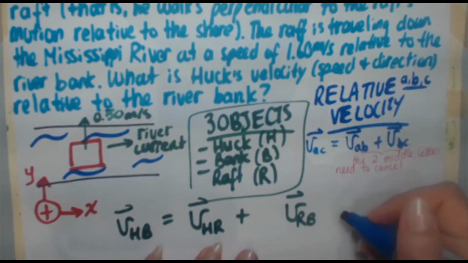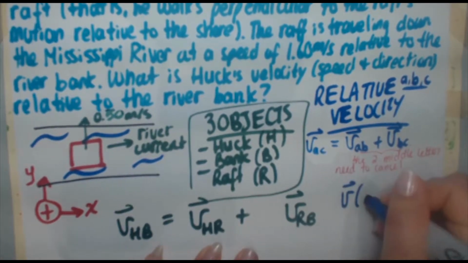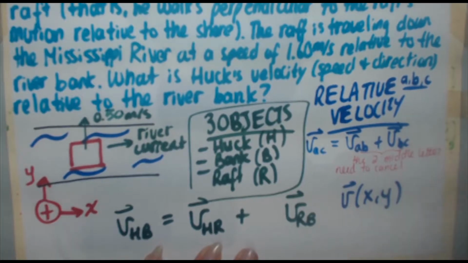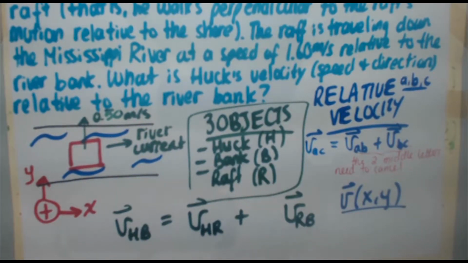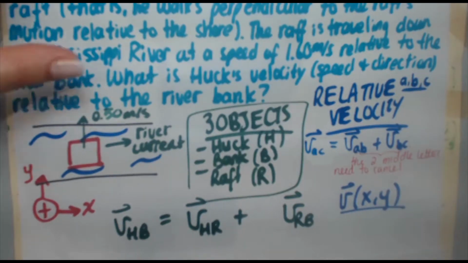In this problem, velocity vectors are given in terms of an x component and a y component, and we're going to add the components together as vectors. That means x gets added to x, y gets added to y. Don't mix the two up. Okay, so let's continue with this.